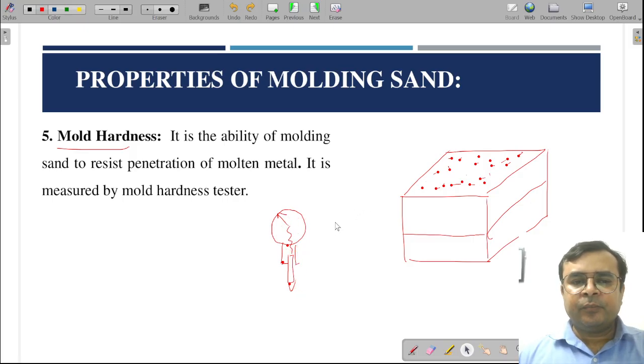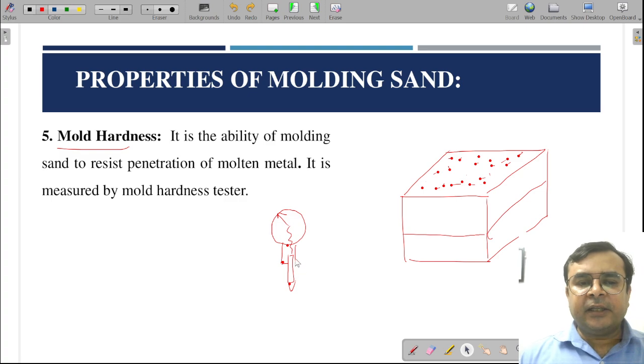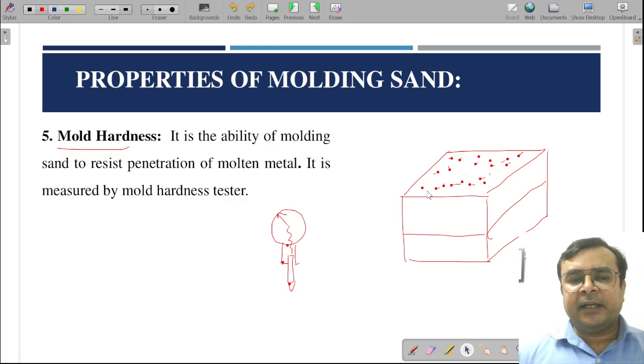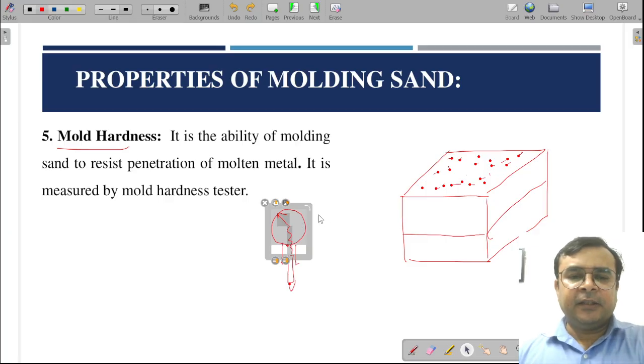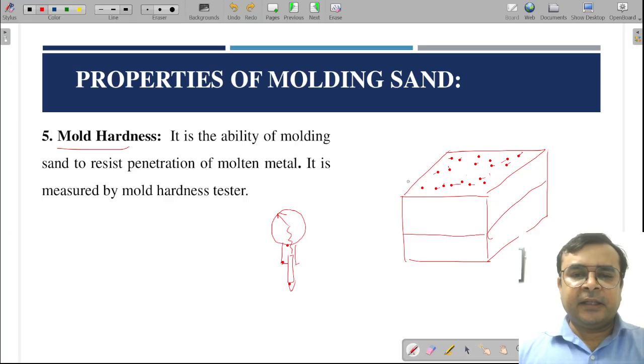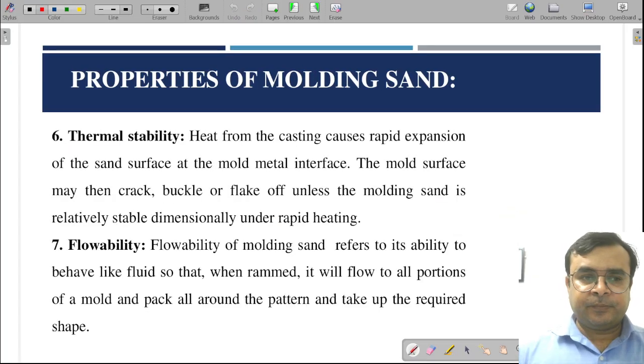molding sand, when you put this hardness tester over the molding sand, then this plunger can plunge inside the molding sand, and accordingly this dial indicator may move here and move in this path. Then you will get the reading. Is it right? So the molding sand should have adequate hardness so that it can prevent the penetration of the molten metal between the molding sand. Is it right? And it is tested by this mold hardness tester.